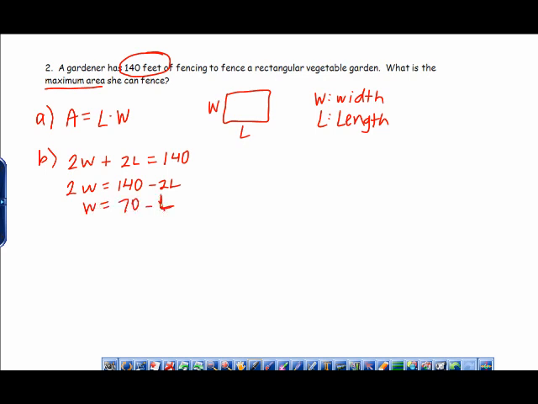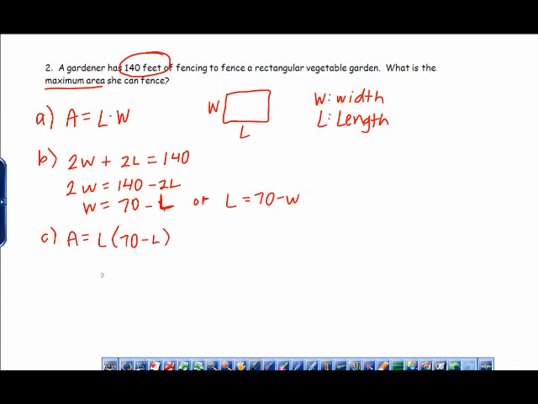Now, we could have just as easily solved for our other variable, L, and we would have gotten 70 minus W. Either way really would be fine. So don't stress out about which one to do. In the end, you have to interpret your answer anyway. Okay, part C says rewrite the equation of the quantity you're trying to maximize in terms of a single variable. So up here, instead of doing L times W, I'm going to do L times 70 minus L.